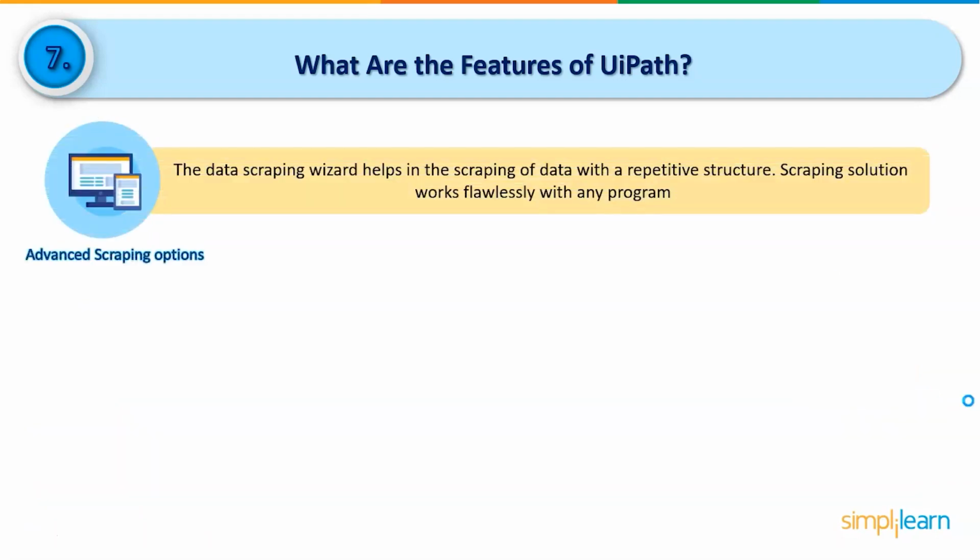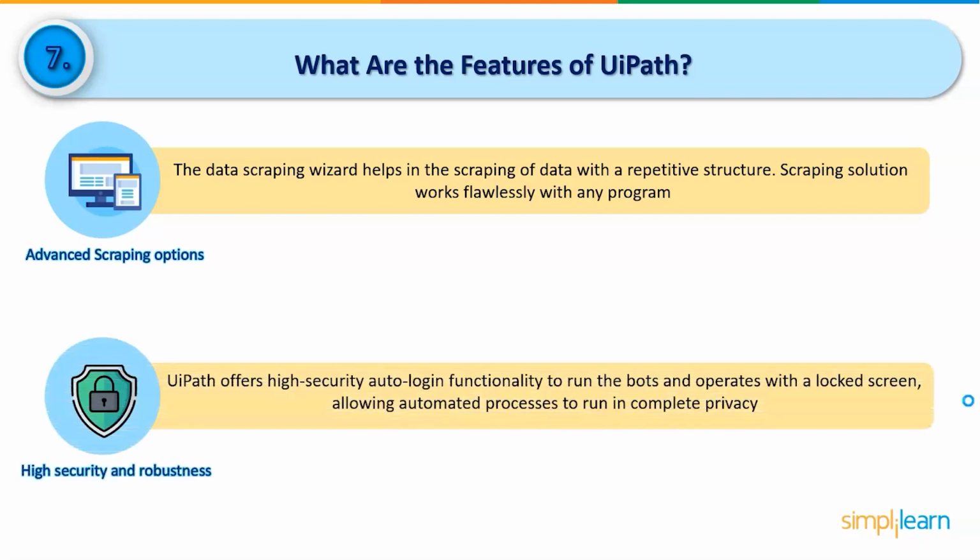Advanced scraping options. Scraping data from web pages and applications is more accessible with UiPath screen scraping. Furthermore, the data scraping wizard helps in the scraping of data with a repetitive structure. The scraping solution works flawlessly with any program including .NET, Java, Flash, PDF, Legacy, and SAP. High security and robustness. You can create super smart durable robots with UiPath.